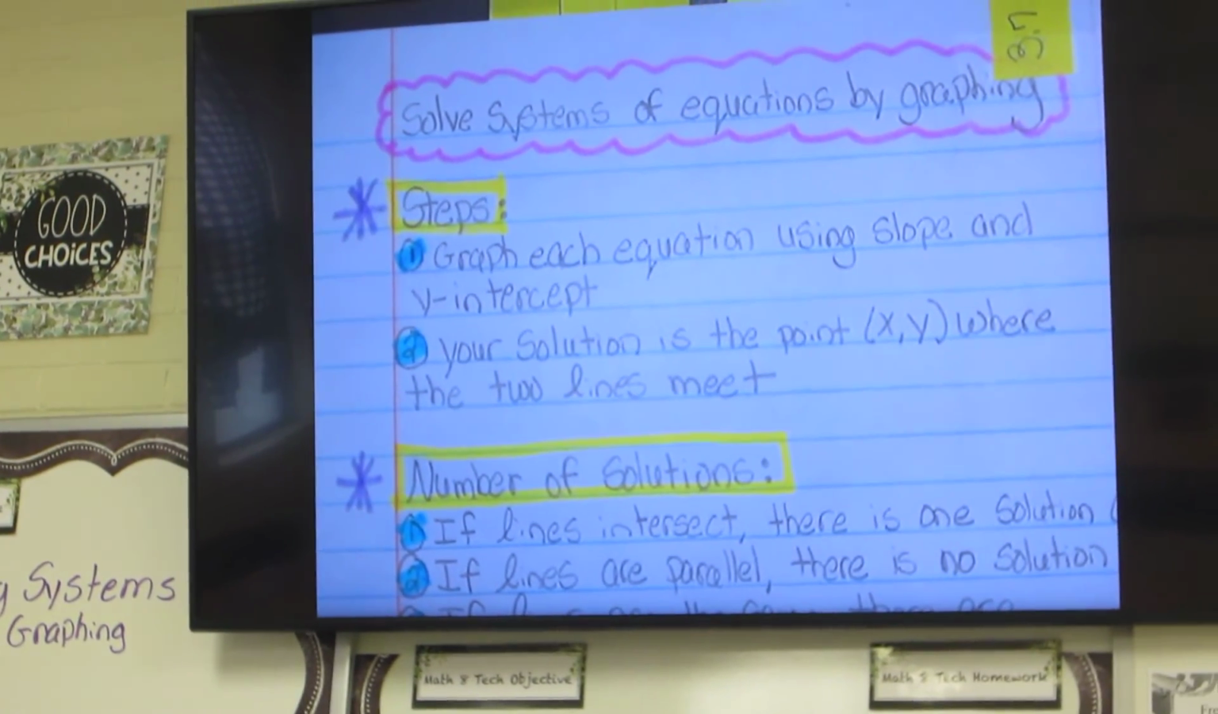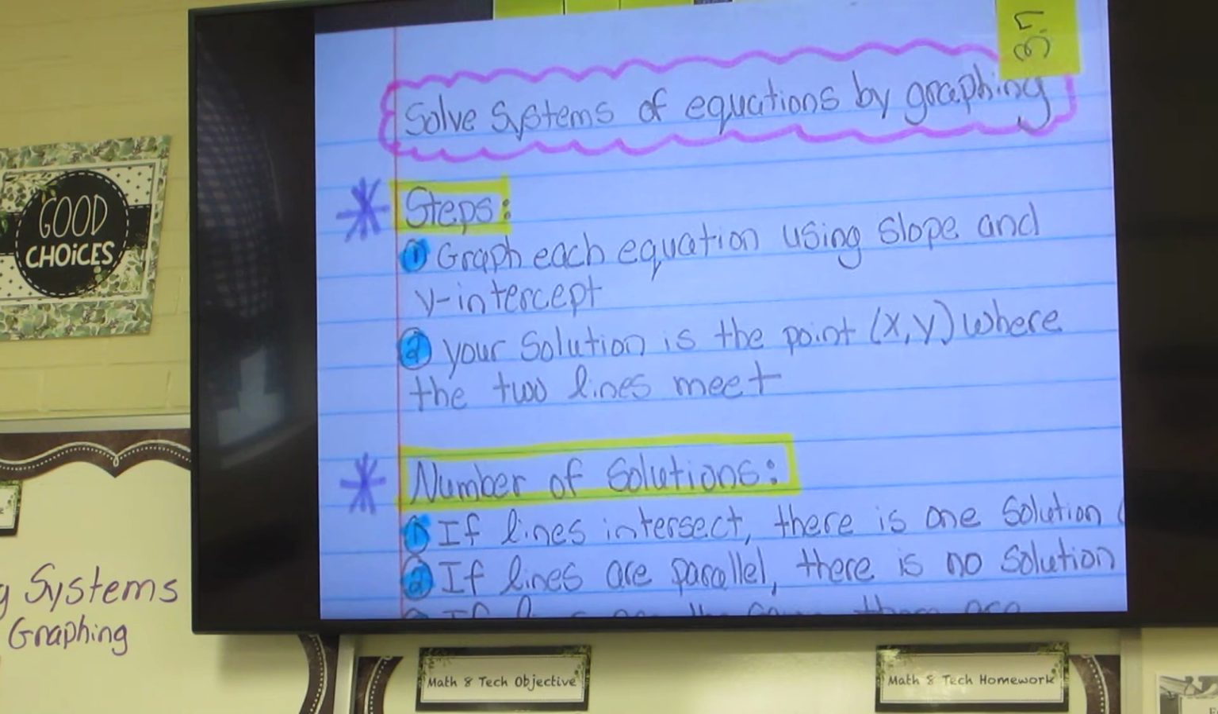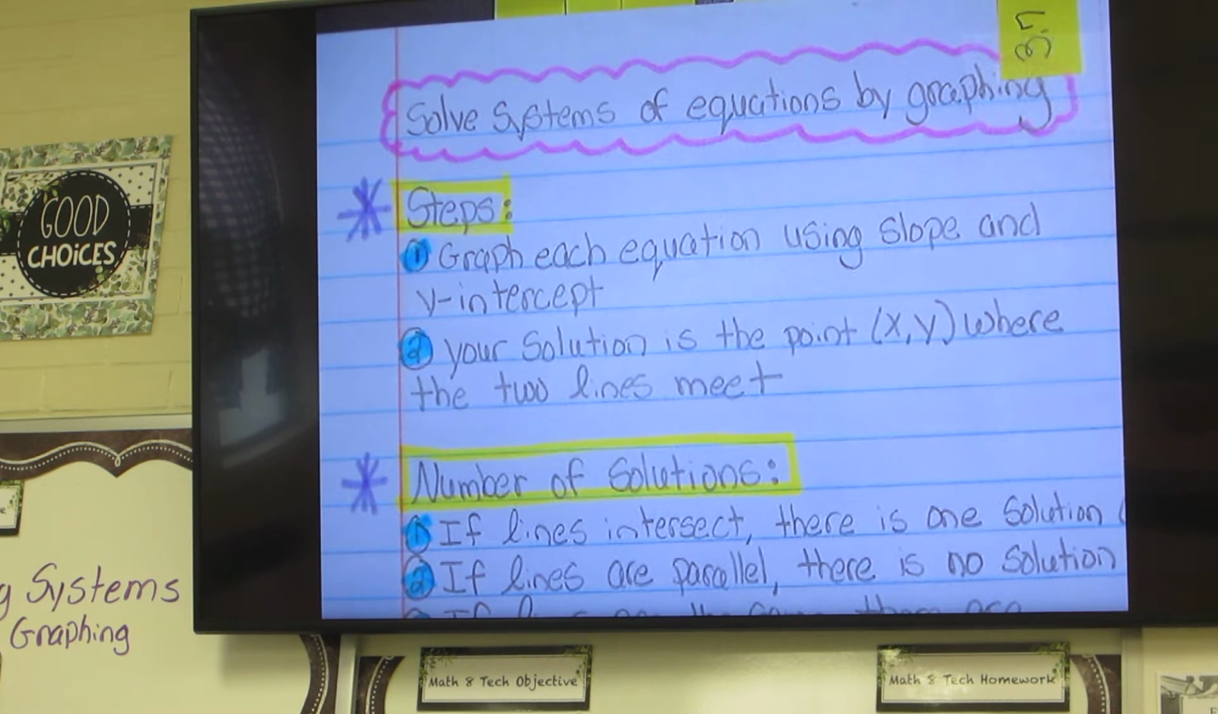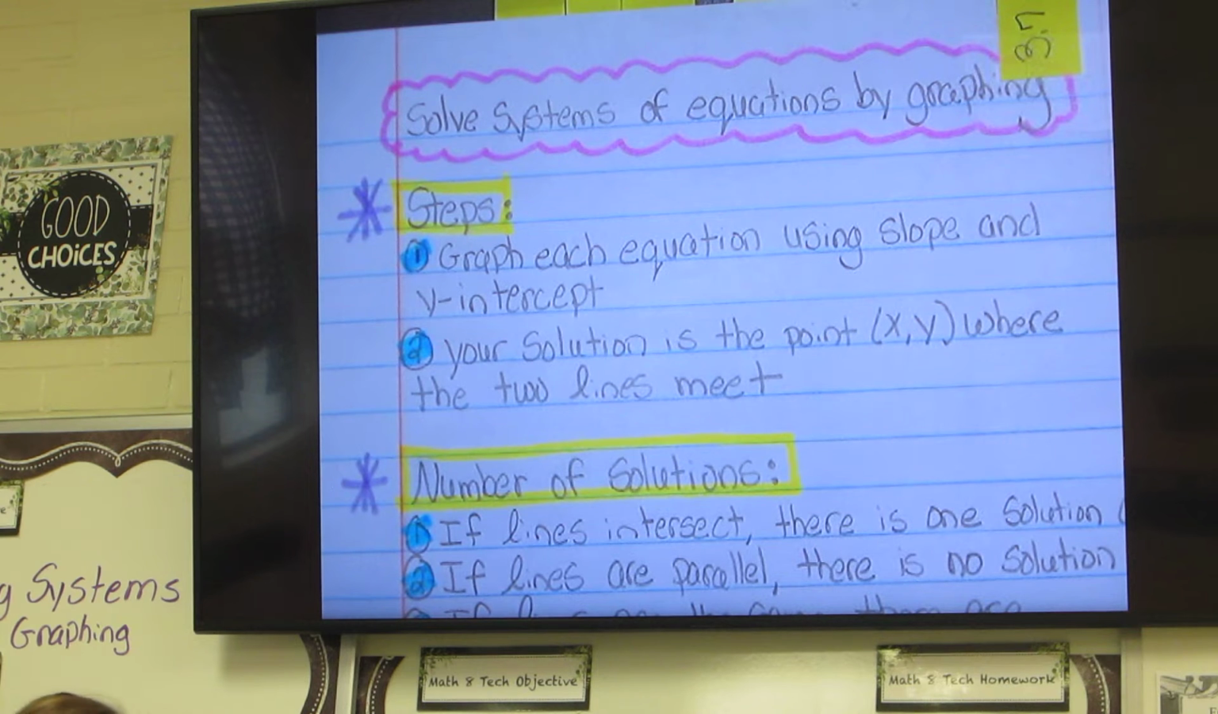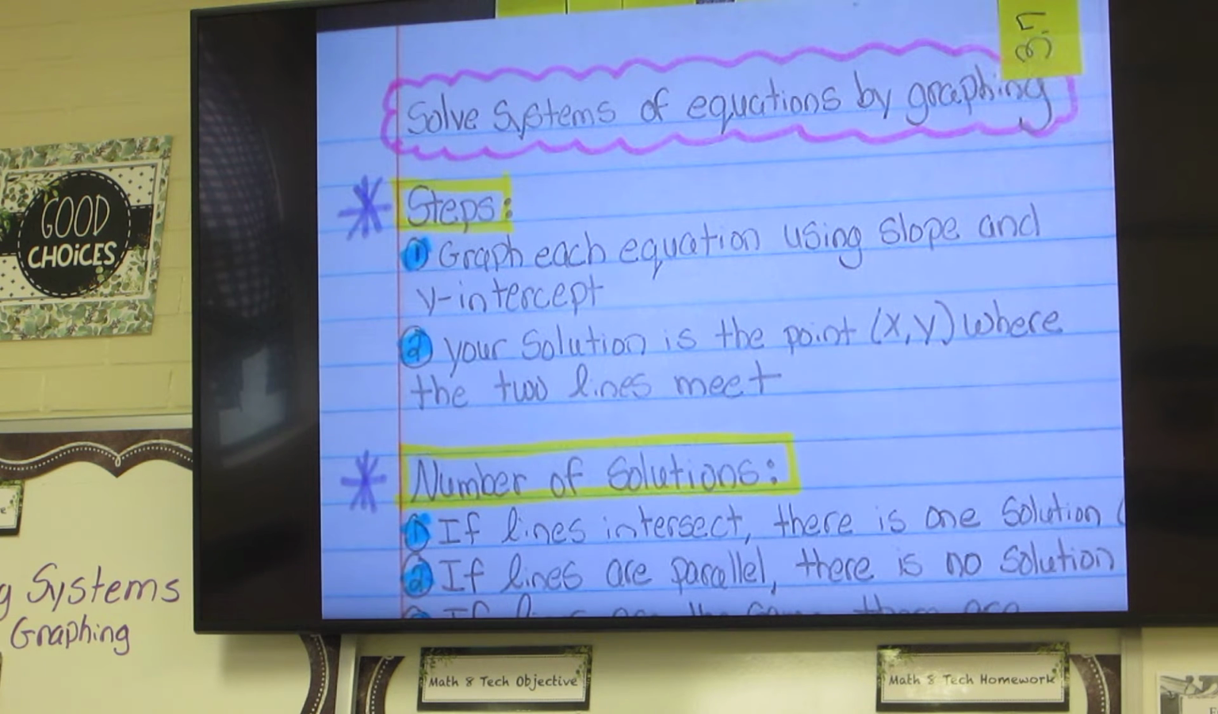Alrighty, so this lesson is going to be a short lesson on how to solve systems by graphing. I introduce systems to my students as systems of equations. When we're dealing with systems of equations, we have two equations, and we've got to come up with a solution, which means an ordered pair, an x and a y value, that's going to make both of those equations have the same y value.